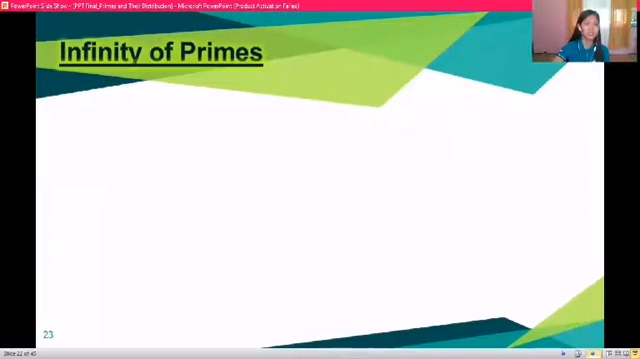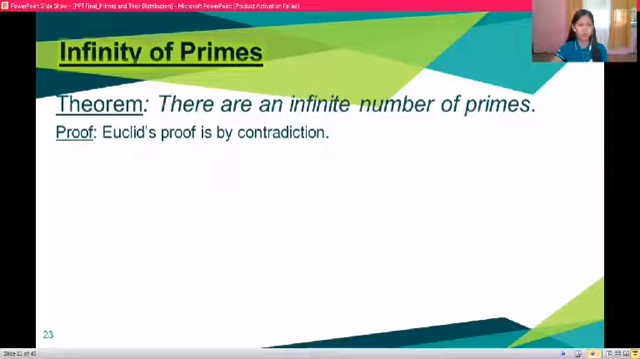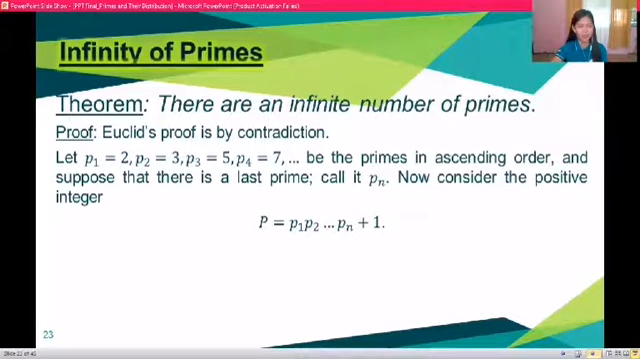Theorem. Let us discuss some theorem. There are an infinite number of primes. Proof. Euclid's proof is by contradiction. Let p sub 1 is equal to 2, p sub 2 is equal to 3, p sub 3 is equal to 5, p sub 4 is equal to 7, be the primes in ascending order, and suppose that there is a last prime, we call it p sub n.